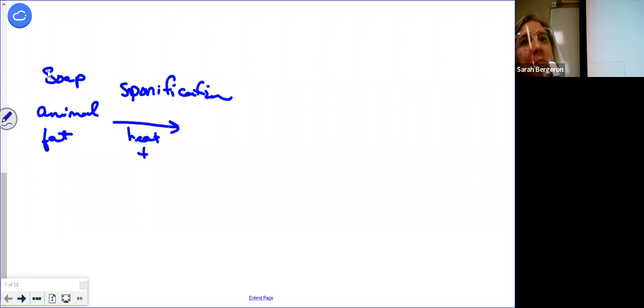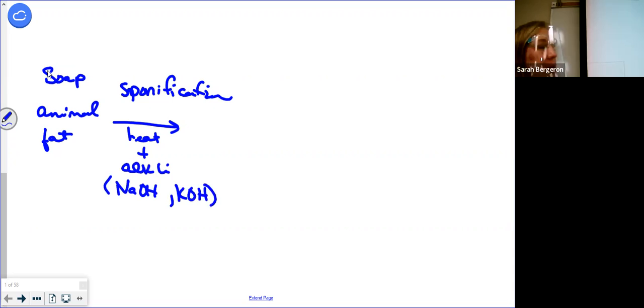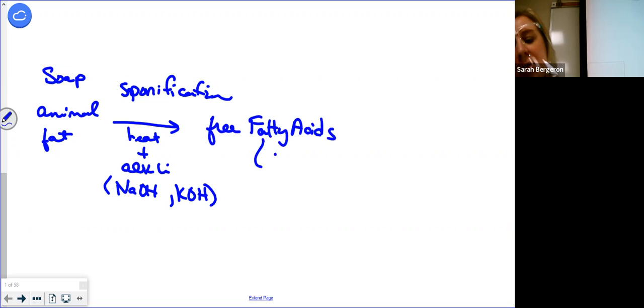And then you need a really strong base, something very alkali. So something like NaOH or KOH, a really strong base, right? And so what's going to happen is that you'll turn that animal fat into what are called free fatty acids. And you're going to see them abbreviated FA. So what does that tell you about animal fat? Did you have free fatty acids in animal fat? No, animal fat is really triacylglycerides.